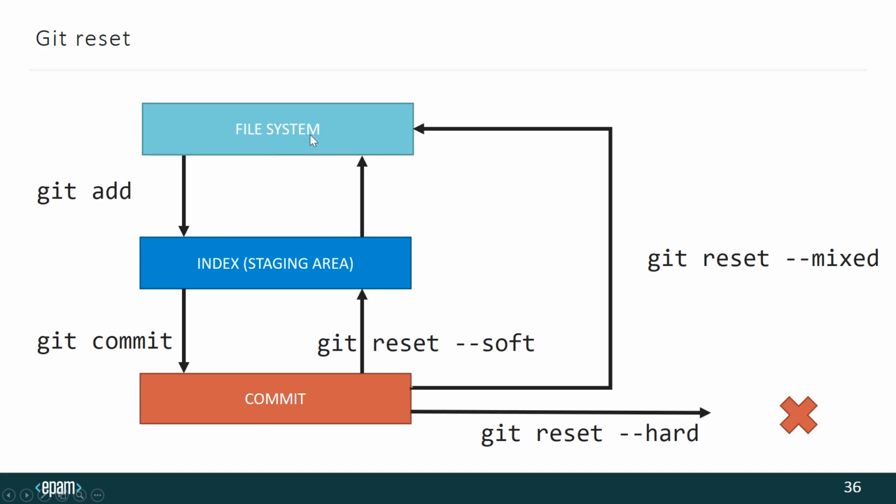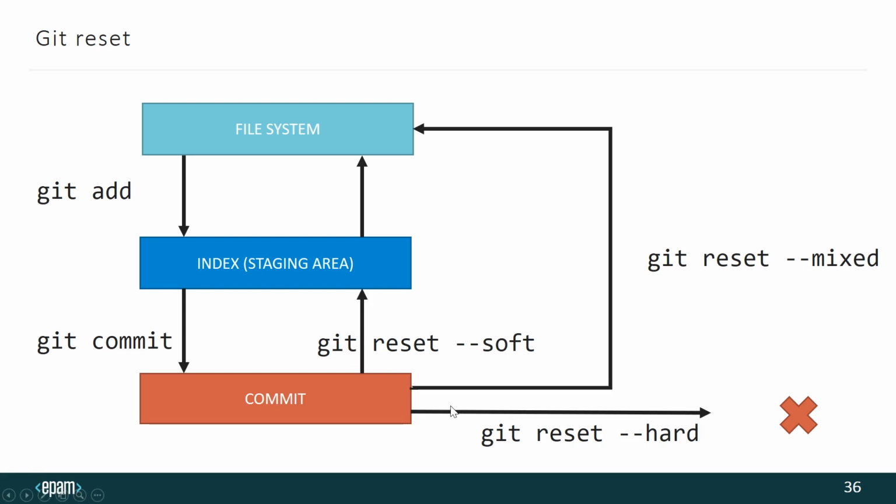The first one: they are located in the file system, and I have not added them to the index yet and have not committed anything. To move from the file system to the index, I can use the command git add or call the git GUI and click on our special icon. To perform a commit from the index, we call the command git commit and move on to the next level, the level of the commit. Git reset allows us to modify the changes and move them around from one level to another.